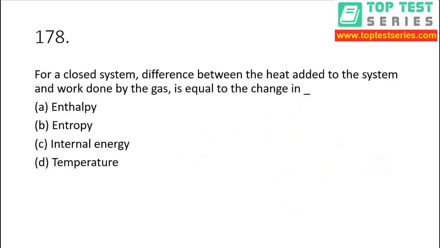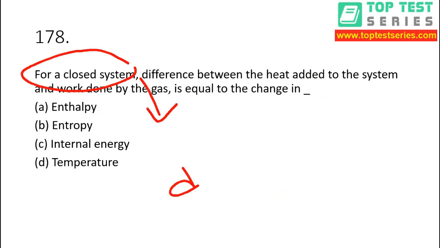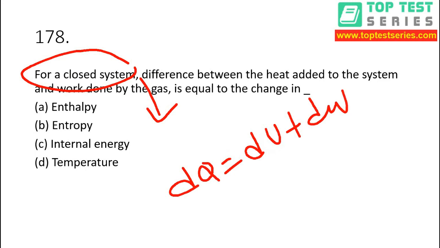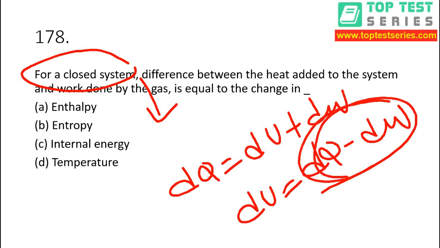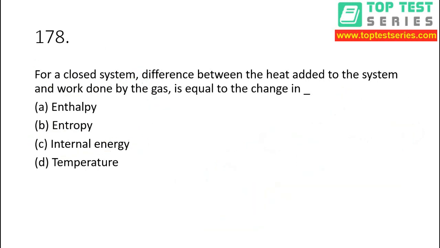Question number 178. For a closed system, the difference between heat added to the system and work done by the gas is equal to change in. So, my dear, for this we have to write the formula of the first law of thermodynamics. That is dQ is equal to dU plus dW. Now, my dear, dU is equal to dQ minus dW. Therefore, what is changing, my dear? dU is changing. So, change in internal energy.